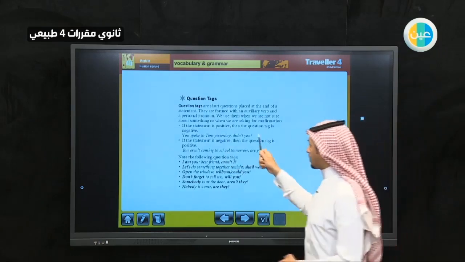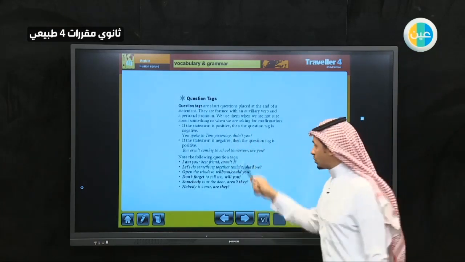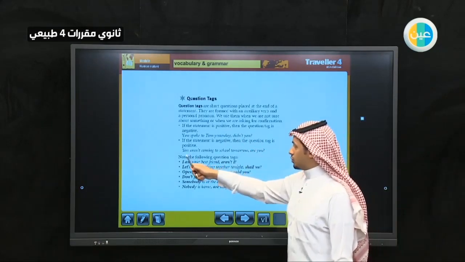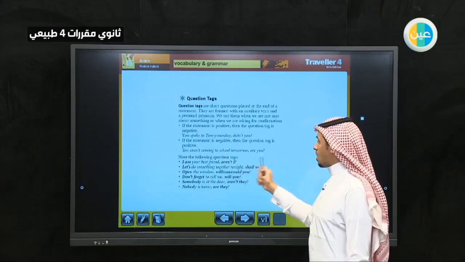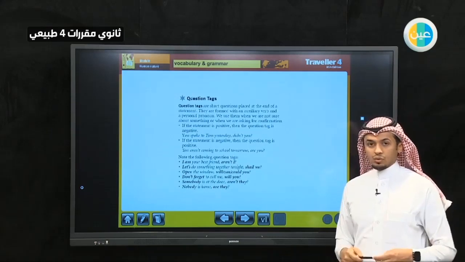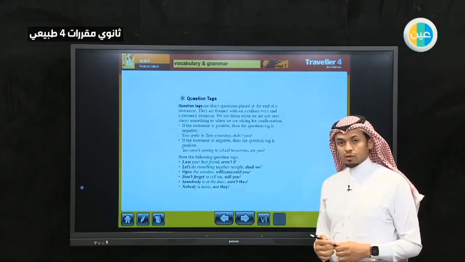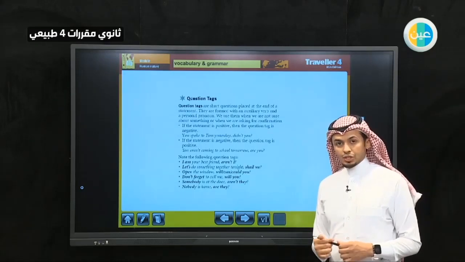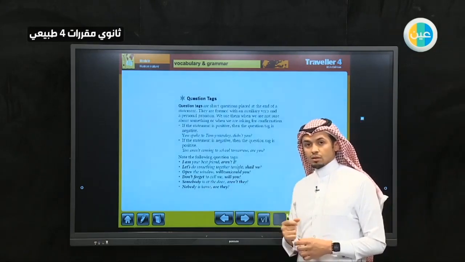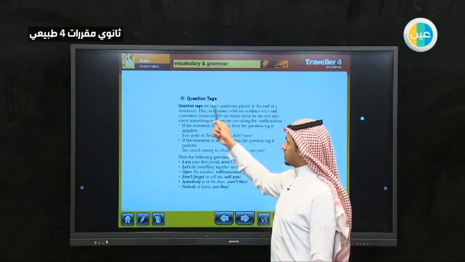So I have a short question at the end. How do we form these questions? You are not coming to school tomorrow, are you? What's the structure that we use to form these questions? This car is beautiful, isn't she? So we use a short question at the end that we call question tags.